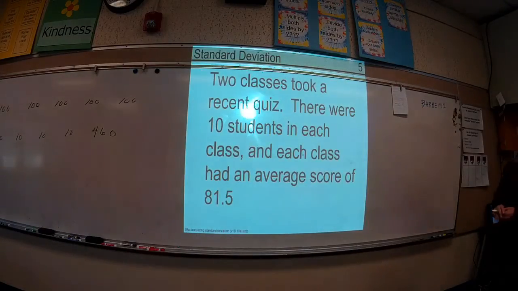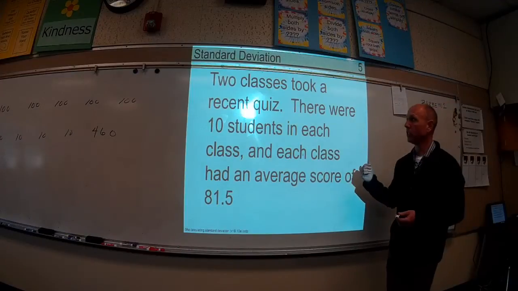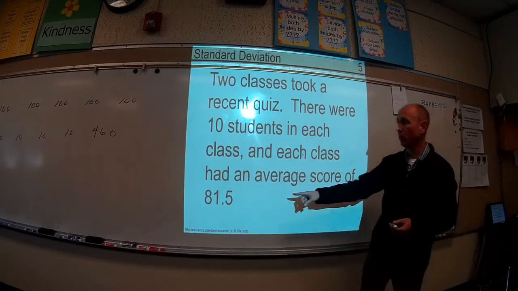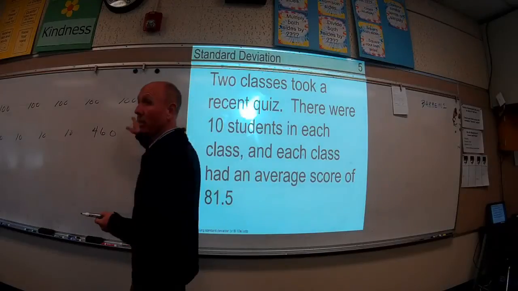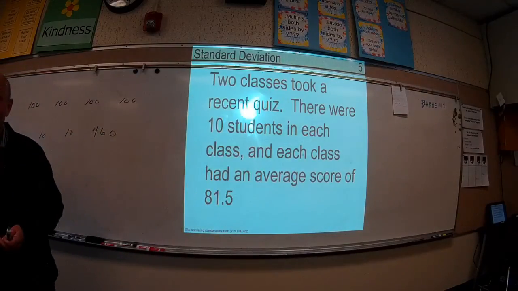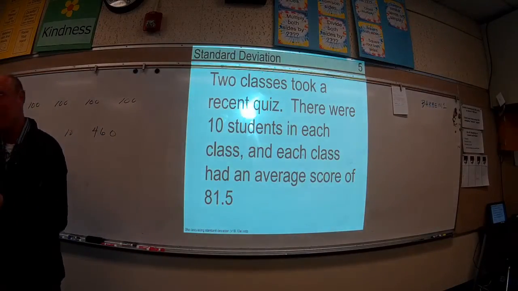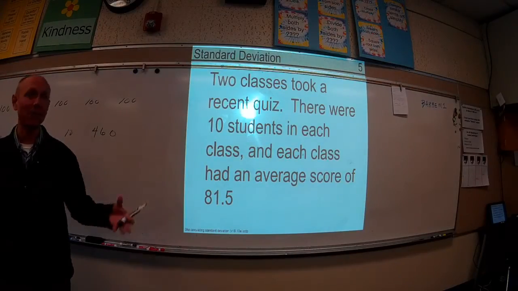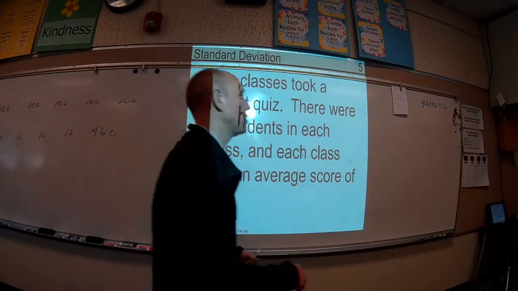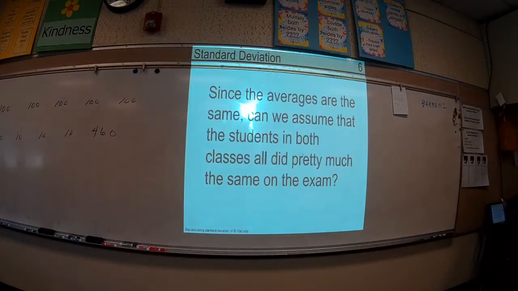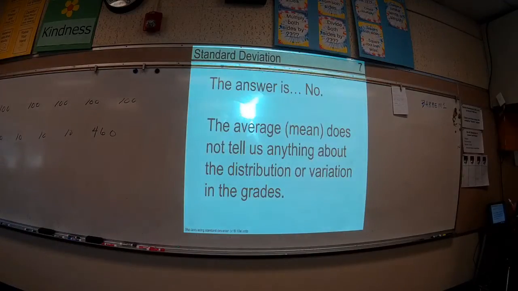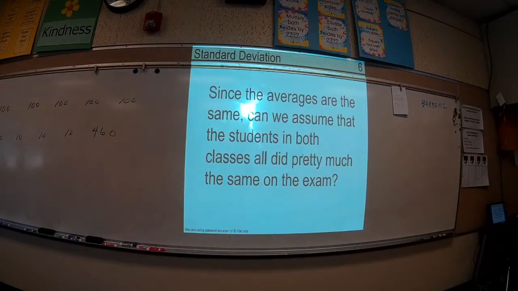So imagine that 2 classes took a quiz. There are 10 students in each class, and each class had an average of 81.5. As you've seen up here, the average all by itself can mean different things. I mean, it's the average, but that doesn't mean those 2 classes are just identical. I'm going to actually show you the data for the 2 classes. Okay, so we can't assume that these 2 classes have the same understanding. Even though they have the same averages, we can't just assume that they're both about the same.